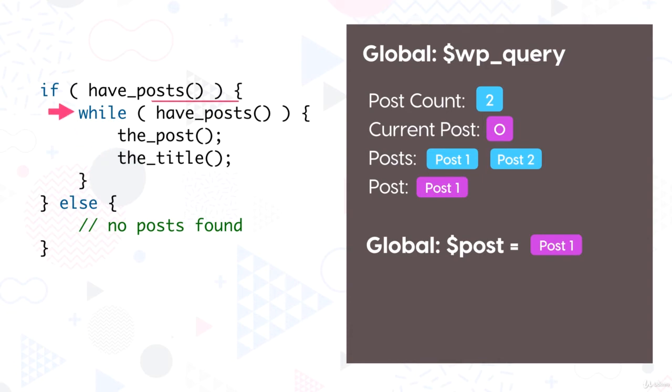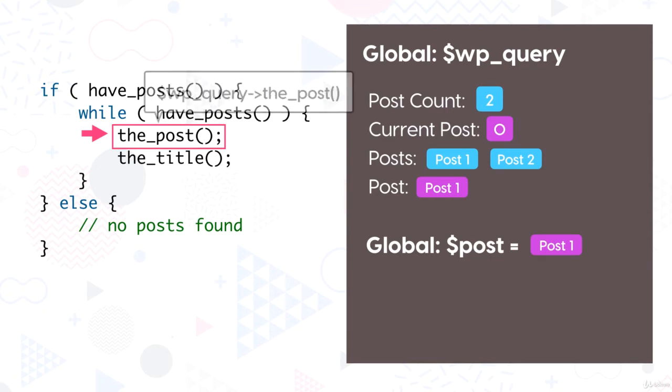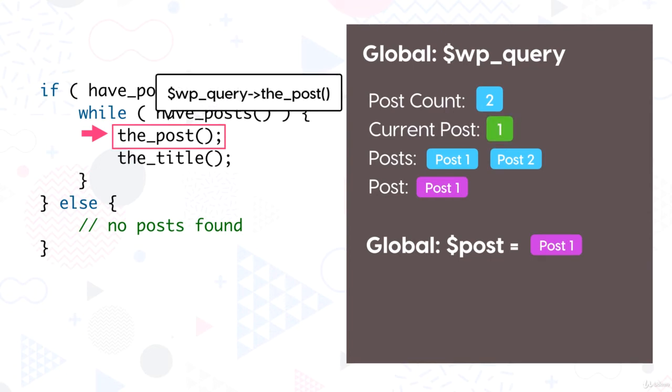In the second iteration, now current post is 0. So the condition will be is 1 less than 2, which is true. So we will go to the post. The post will call the post method in the WP query object, and this method will increment the current post by 1, and it will also set the post inside the WP query object and the global post variable to the second post in the posts array. So now they will be post2.